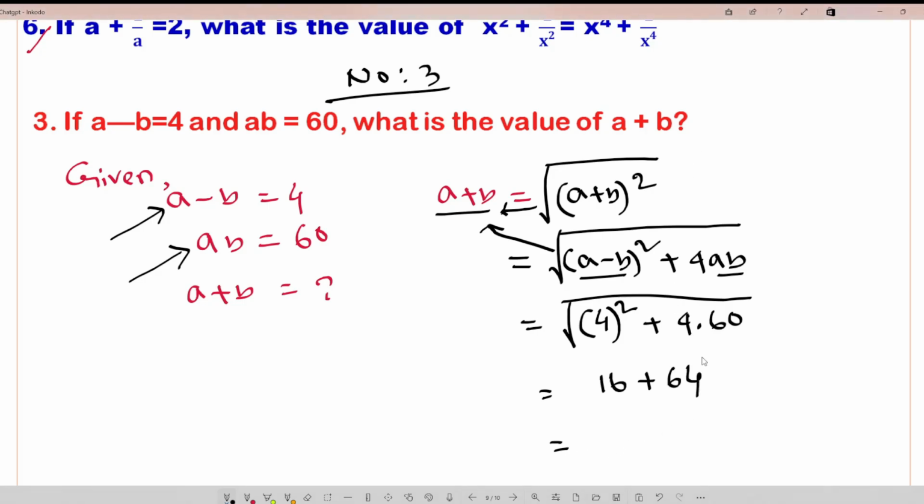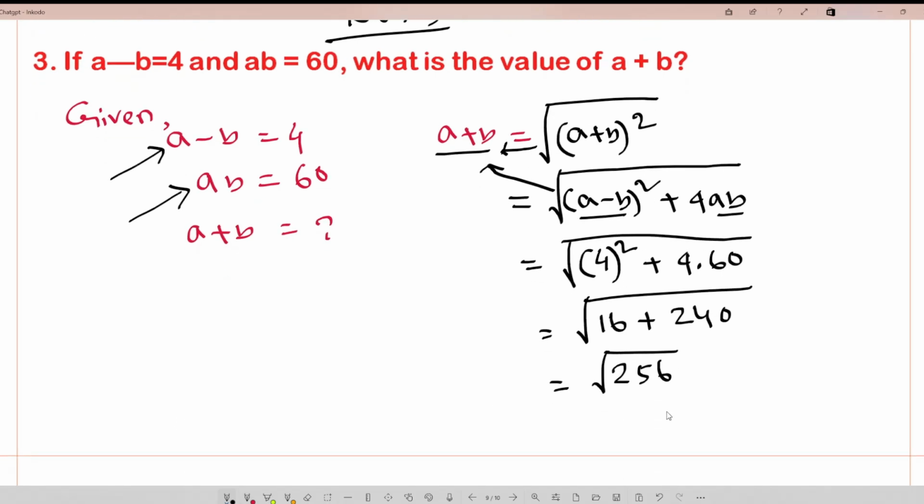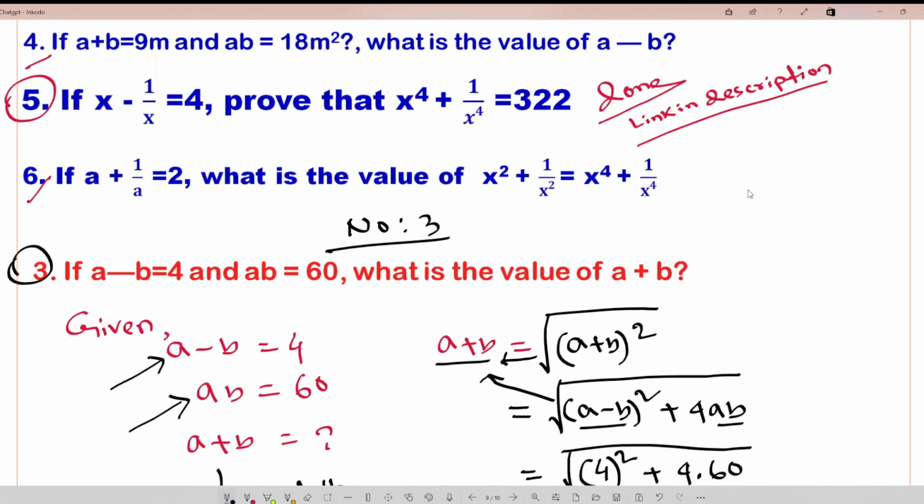No, it's not right. Here 4 times 60 is what? 240. Here is root 240 plus 16, it will be 256, under the root. Once we take the square root of 256, we will get the result, which is plus minus 16, and this is our answer. So a plus b equals plus minus 16. Okay, number 3, today's first question, done.